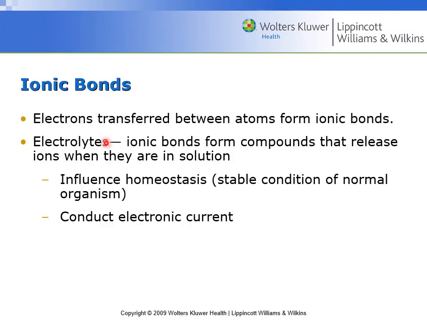In these bonds, electrons are transferred between atoms, and they form these ionic bonds, as we show in the example between the sodium ion and the chloride ion. Now, electrolytes: ionic bonds form compounds that release ions when they are in solution. So with salt, sodium chloride, when it is in solution, you have the ions being released, sodium ions and chloride ions, right?